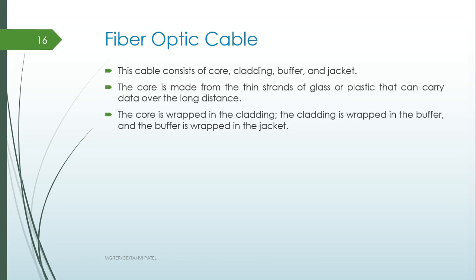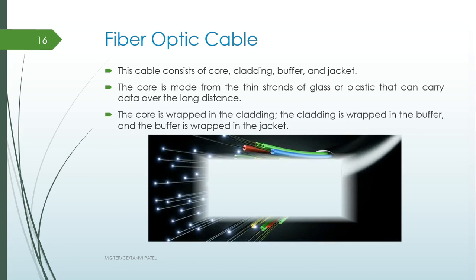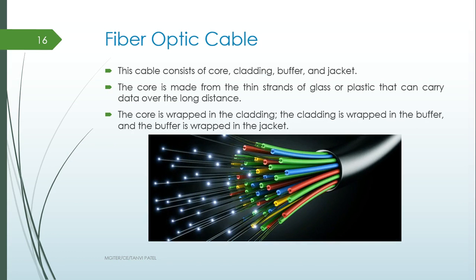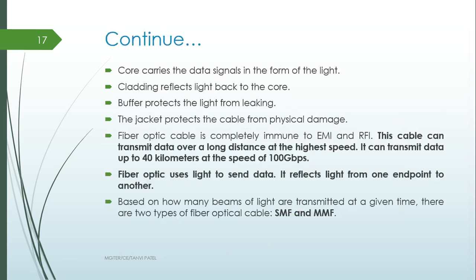So next is fiber optic cable. This cable consists of core, cladding, buffer and a jacket. The core is made from thin strands of glass or plastic that can carry data over a long distance. The core is wrapped in the cladding. The cladding is wrapped in the buffer and the buffer is wrapped in the jacket. That is the fiber optic cable.